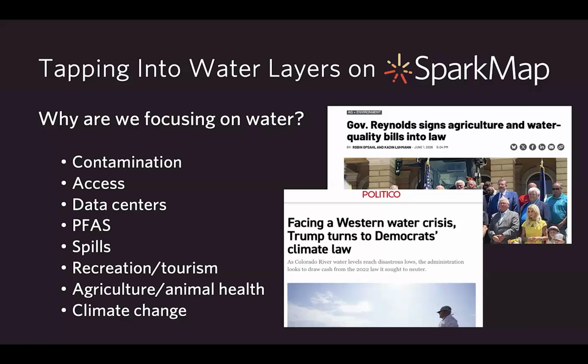PFAS, or forever chemicals, have been a topic of conversation, I think, all across the country. We've had some spills and those types of things that have come up. Recreation and tourism: it's high season summer here in the Midwest, but we are seeing lots of things like algae blooms and other types of water related problems. We also know that there are water issues related to agriculture and animal health, and then coming back around to climate change. So really, how are we addressing the lack of water or too much water, which is kind of where we're at here in Missouri right now.